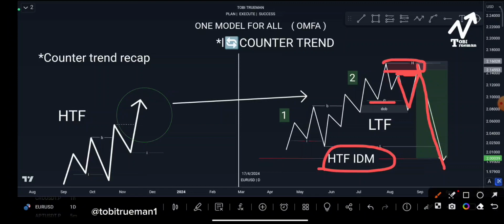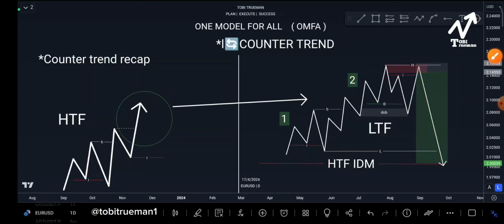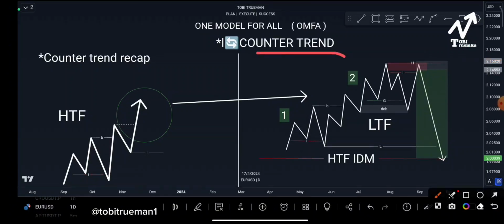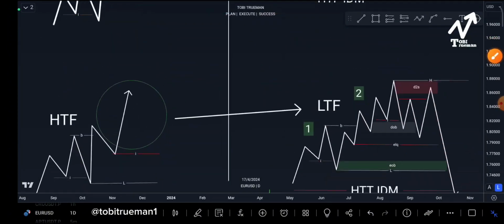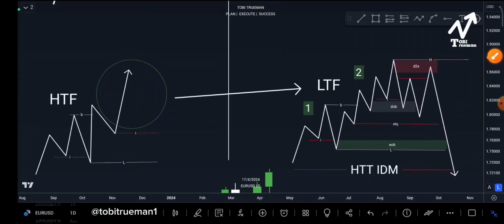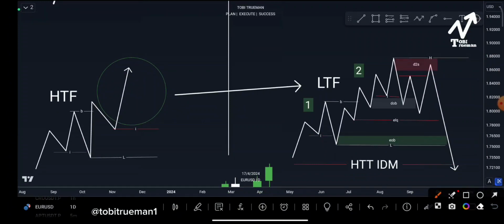But how can we fit this counter trend trading method into our Omfa model, which is our one model for all, where we have supply turn to demand, then demand turn to supply, S2D or D2S. So that is what I want us to learn from here. Let's check this.